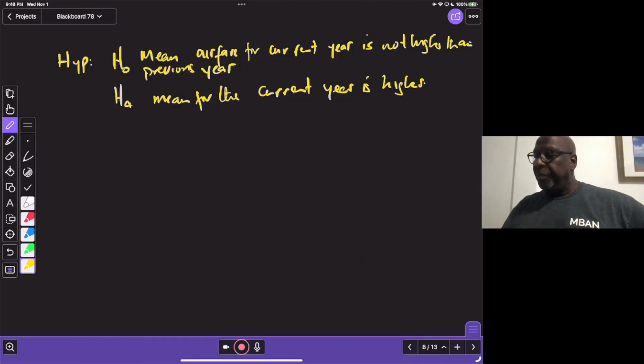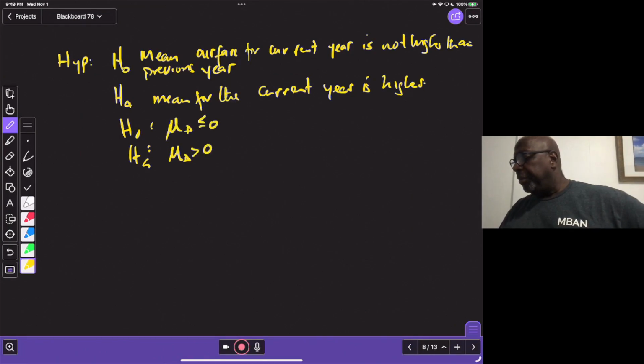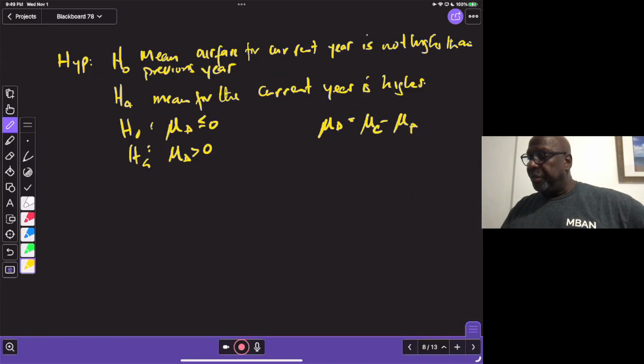All right? If we put that in symbols, then we have, if we're going to use mu current minus mu previous is equal to mu d, then we would simply say the mean difference is greater than 0 versus the mean difference is less than or equal to 0, where the mean difference is mu current minus mu previous. So that's the first step, number one.